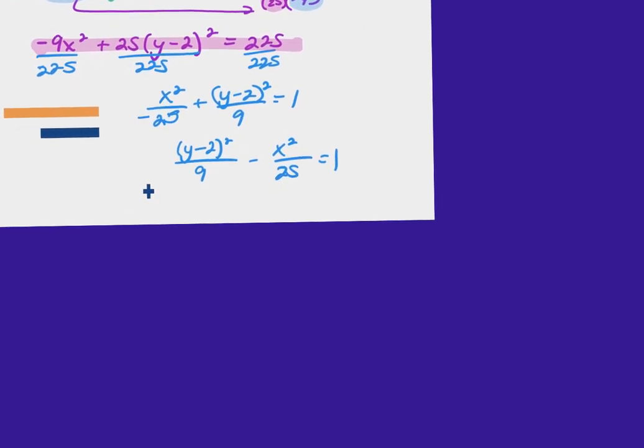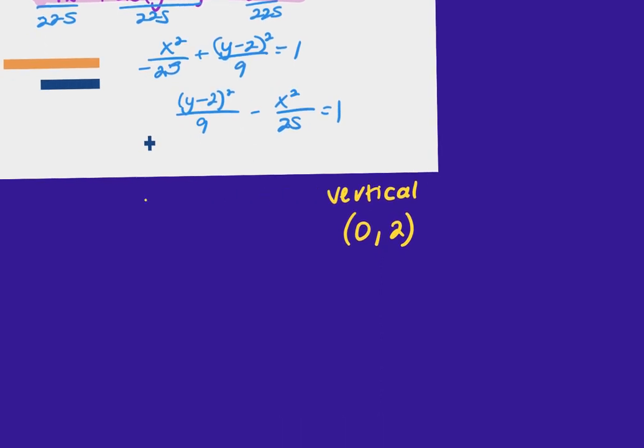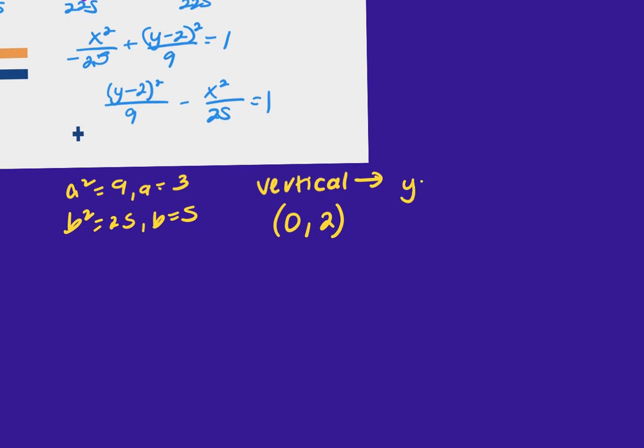So now this is a leading y squared, which means this is a vertical hyperbola. The center would be at 0, 2, opposite of what follows x, opposite of what follows y. The a squared is 9, making a 3. The b squared is 25, making b 5. Because it's vertical, my asymptotes are y equals k, sorry, plus and minus a over b, x minus h.